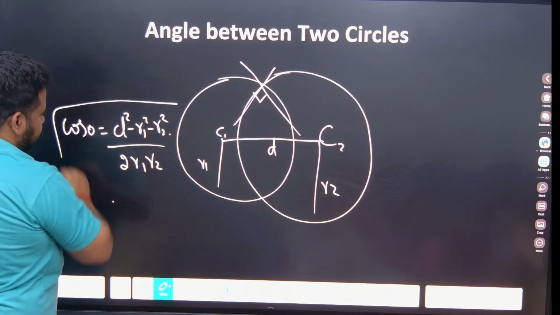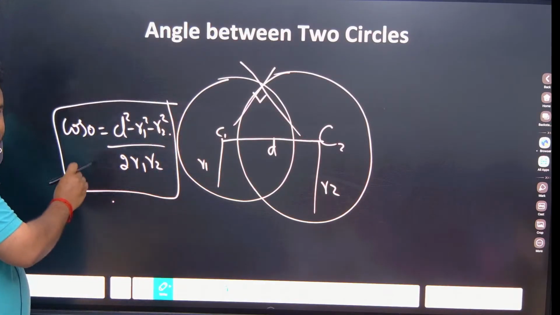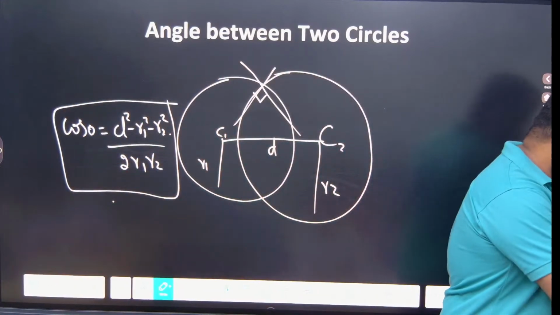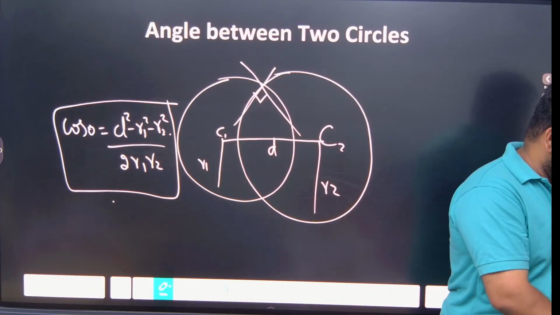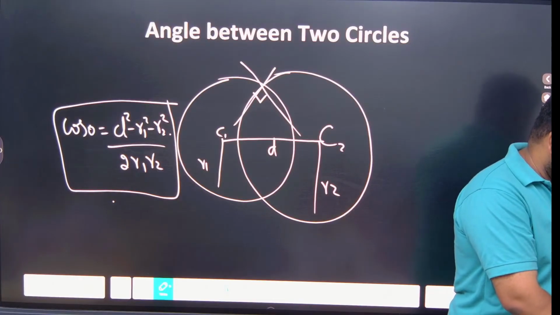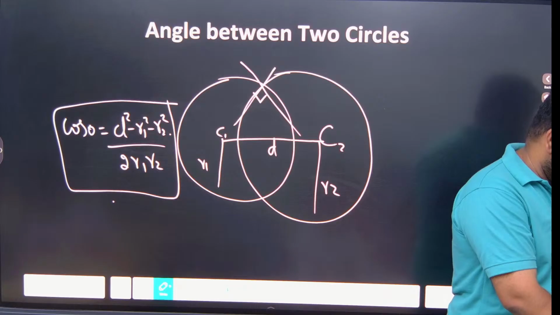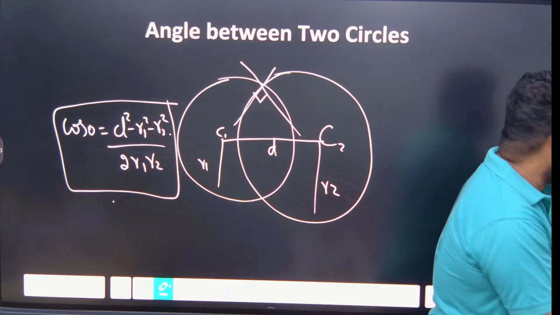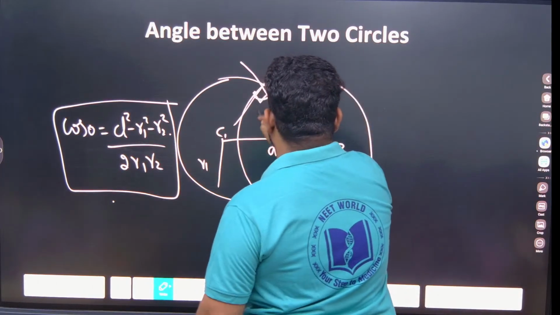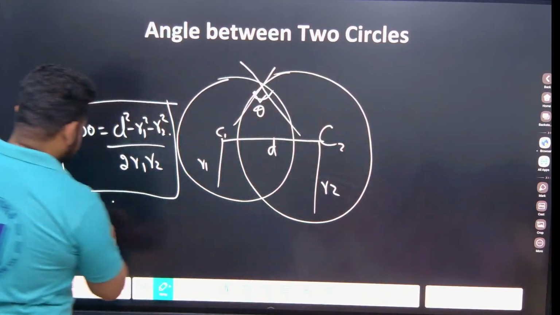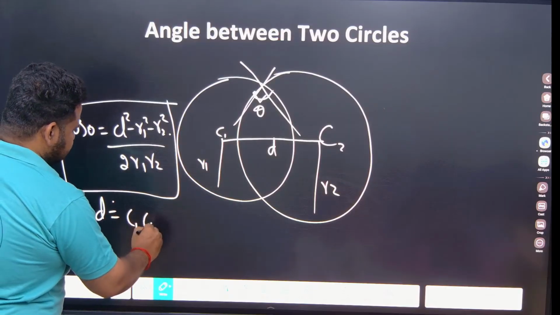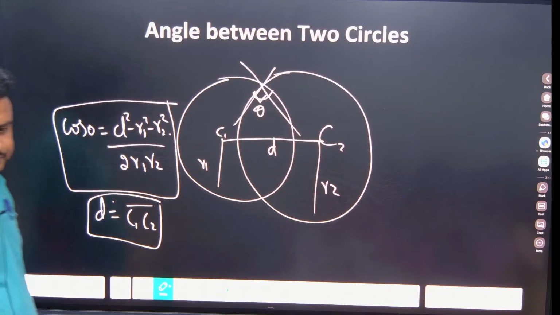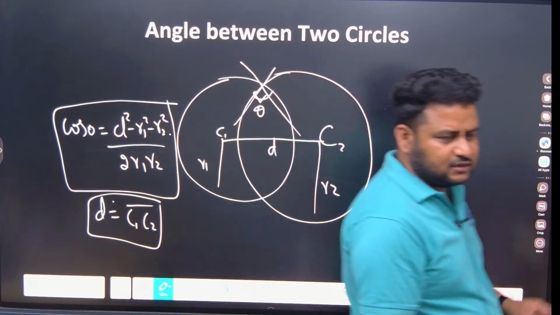This one you remember. Cos theta is equal to that, where D is the distance between the 2 centers. This is theta. So D is nothing but the distance between 2 centers C1, C2. Okay, this is when it comes to angle between 2 circles.